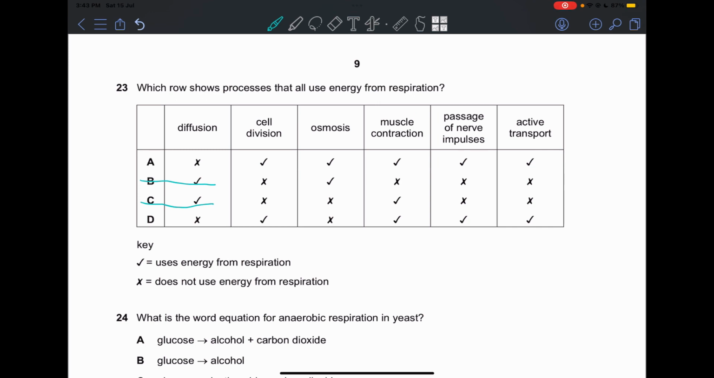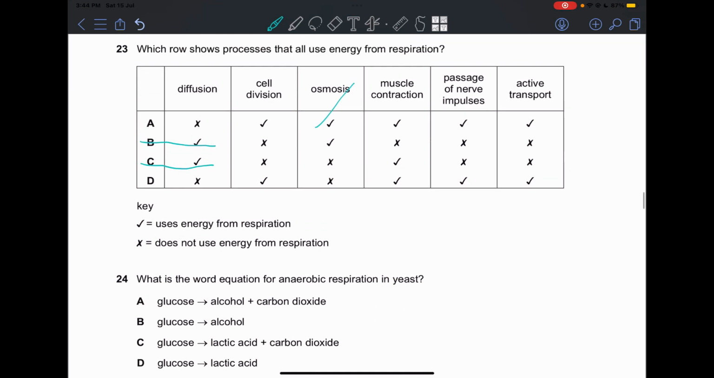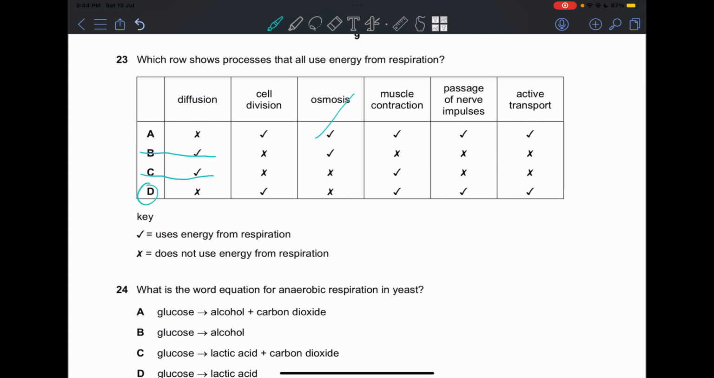Osmosis does not use energy from respiration or any energy at all. It is again a passive process, just like diffusion. So our answer is going to be D because diffusion does not use energy. Cell division does use energy. Osmosis is a passive process, so it doesn't use energy. Muscle contraction does use energy. Passage of nerve impulses, yes, that uses energy. And of course active transport.